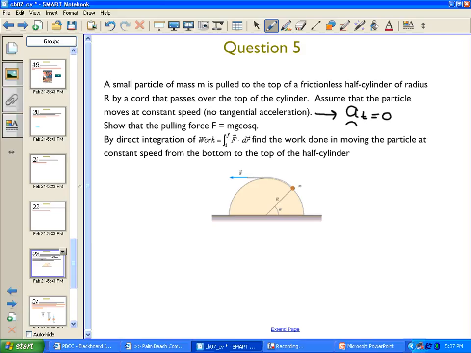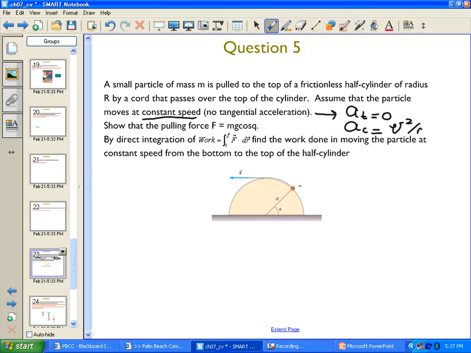However, since this particle is undergoing motion along the circle, the semicircle, at constant speed, there will be a centripetal acceleration, which is equal to v squared over r. So no tangential acceleration means constant speed, but the fact that the direction is changing means that there is a centripetal acceleration.